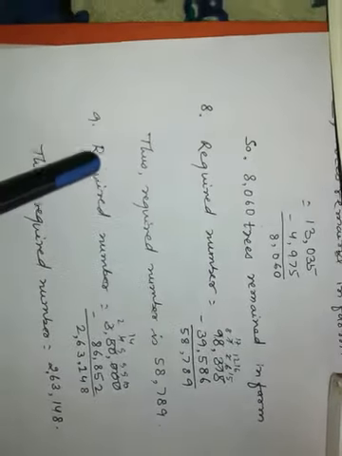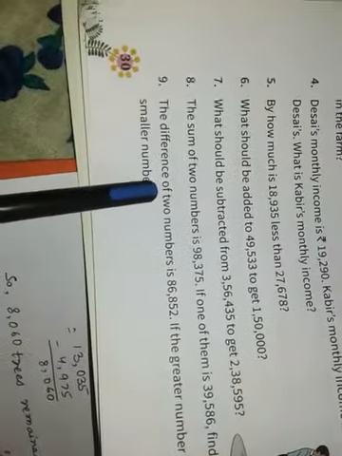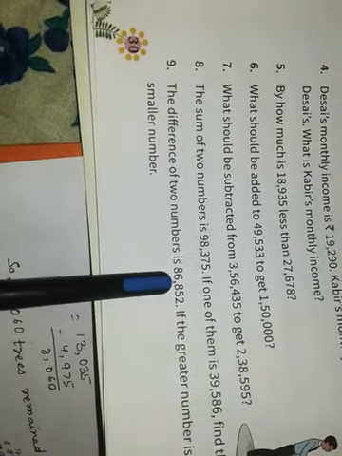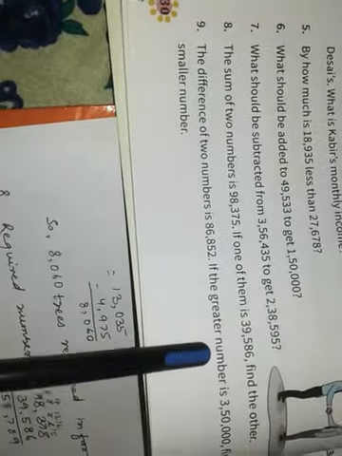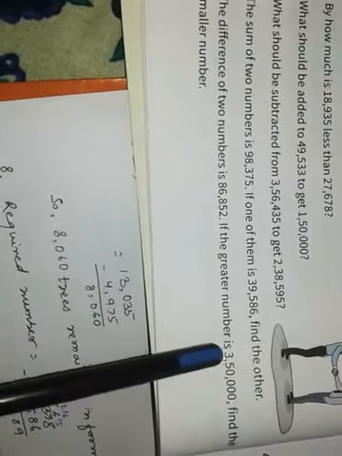Now thus the required number is 58,789. Now ninth question: the difference of two numbers is 86,852. If the greater number is 3,50,000, find the smaller number.